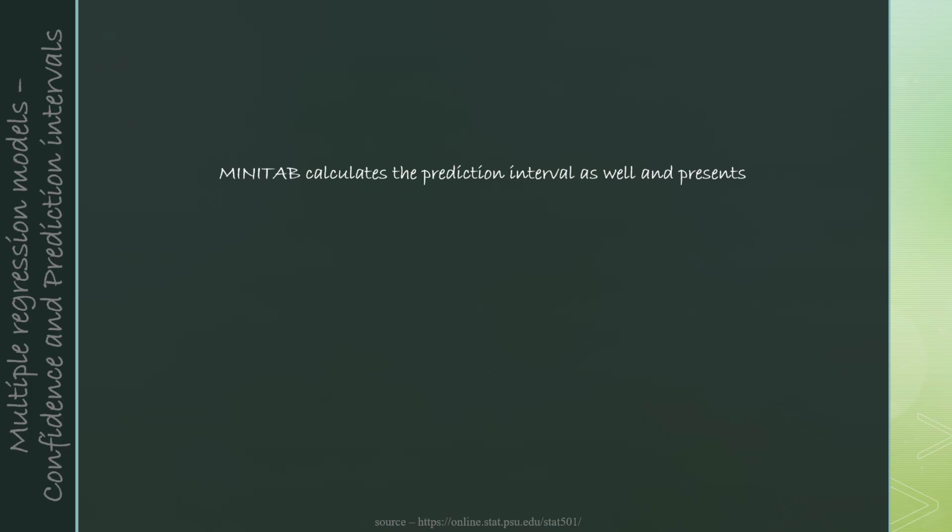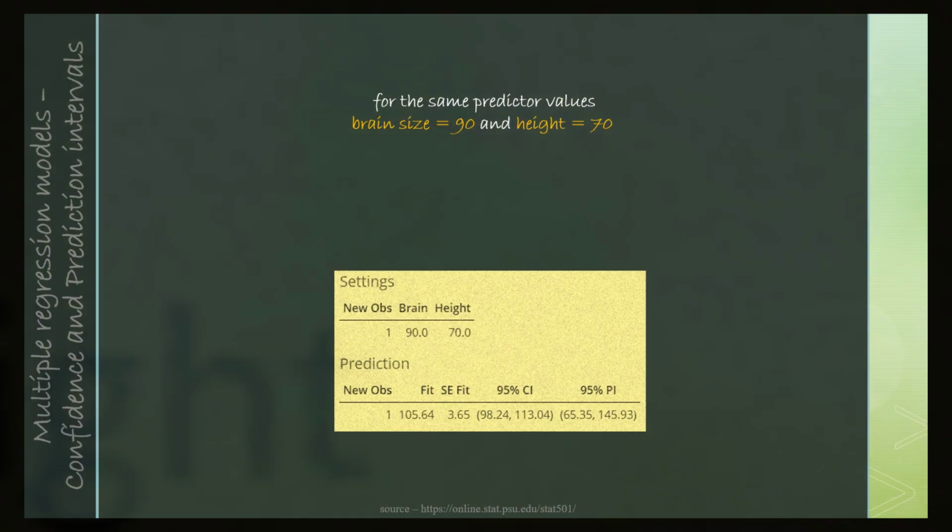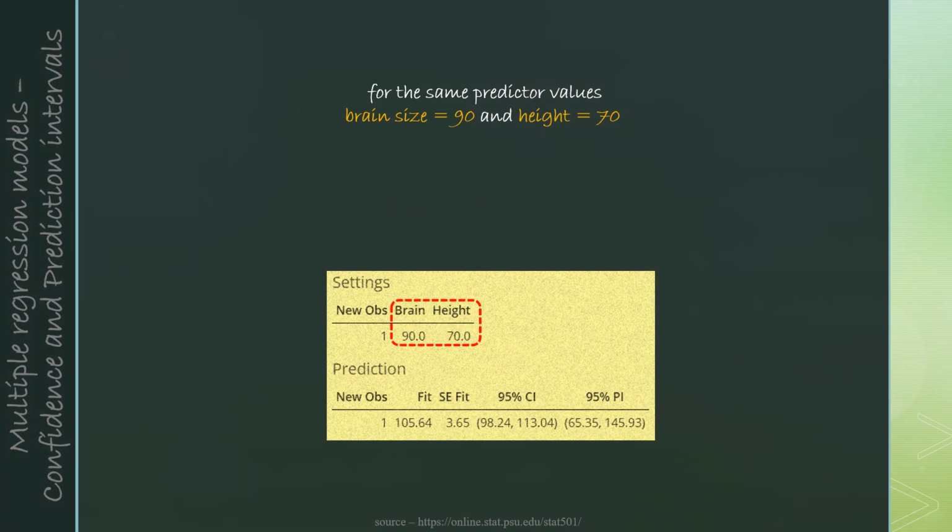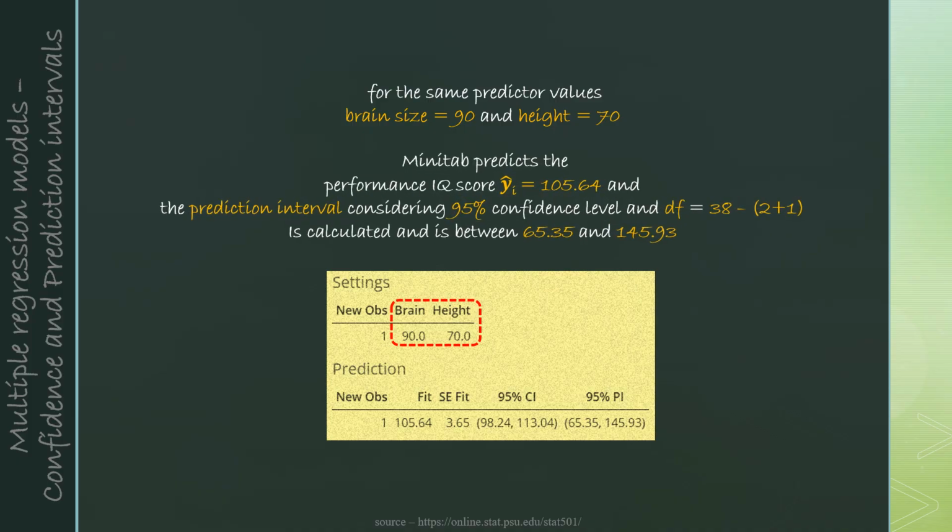Like in the case of the confidence interval, any software tool like Minitab calculates the prediction interval as well and presents it. For the same predictor values, brain size equals 90 and height equals 70, Minitab predicts the performance IQ score yi hat as 105.64, and the prediction interval, considering a 95% confidence level and degrees of freedom equal to sample size 38 minus 2 plus 1, is calculated and is shown between 65.35 and 145.93.